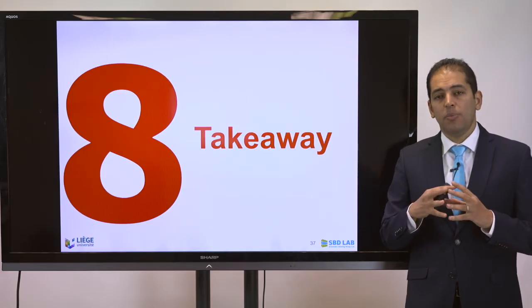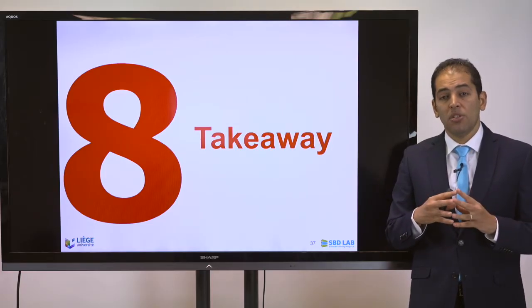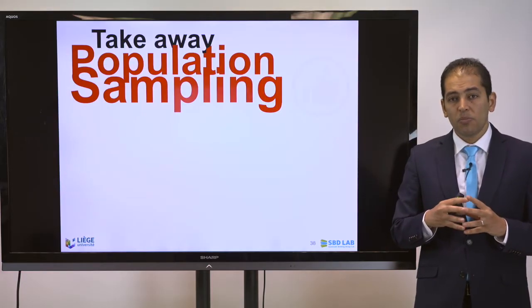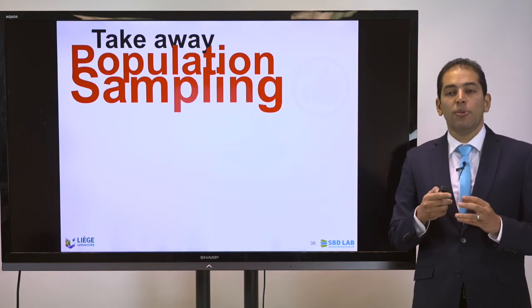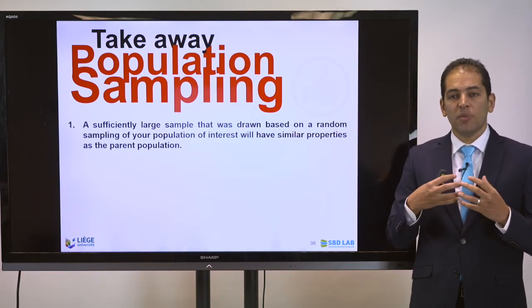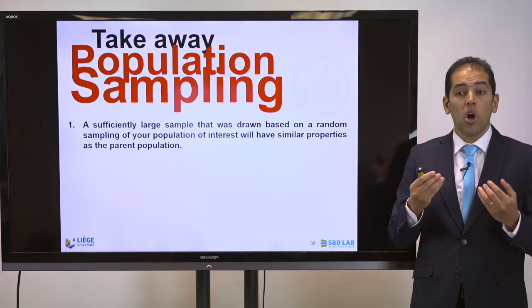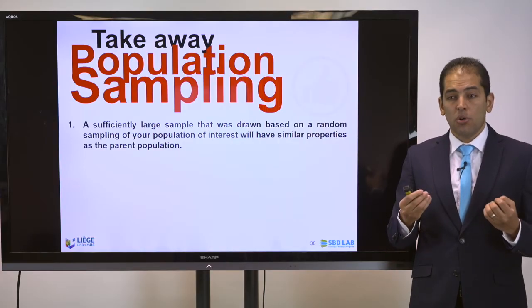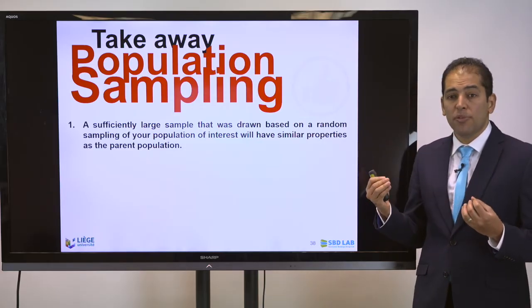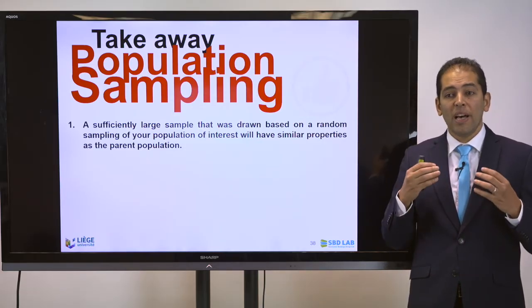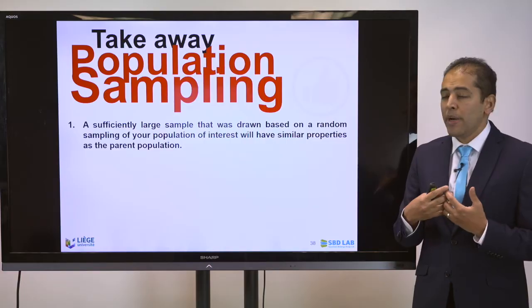Now I'm done with the presentation of today. Some takeaway messages before leaving you. Well, we talked today about population and sampling, and we presented a lot of tests. But first of all, a sufficiently large sample that was drawn based on a random sampling of your population of interest will have similar properties as the parent population.